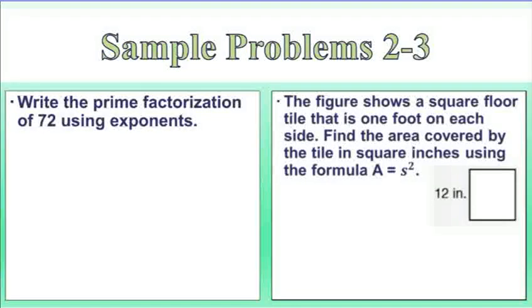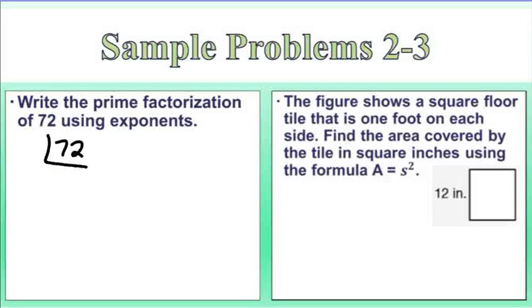Next example, write the prime factorization of 72 using exponents. Now they did not say which method to use. So I can use any method, the factor tree, division by primes. I'm going to use division by primes.